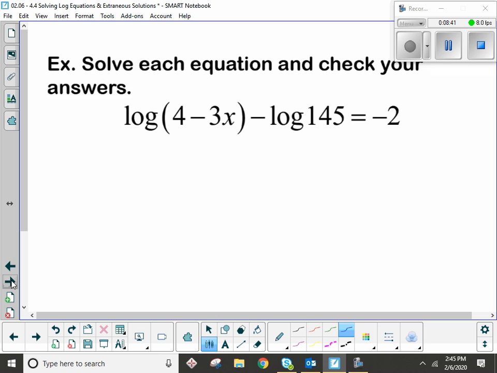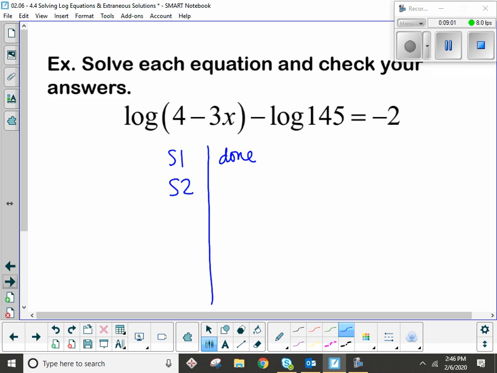All right, what did you come up with? What do you feel like? It's already done, right? So step 1 is all the logs on one side and the constant on the other. The constant is -2. Constant means there's no variable attached to it. All right, so that's good to go. So step 1 is done.